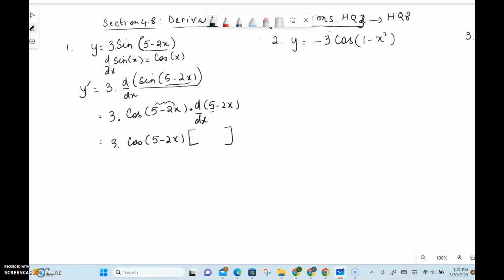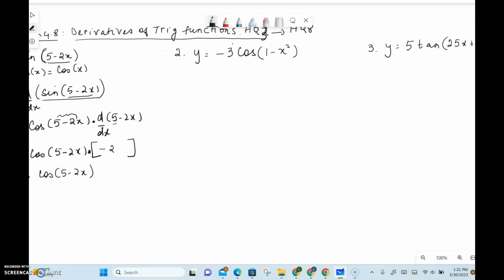dx of 5 is 0, d by dx of negative 2x is negative 2 times 1, which is negative 2. Make sure you have parentheses or make it very clear to yourself that you're multiplying, not subtracting. So combining the constants, we get negative 6 cosine of 5 minus 2x.